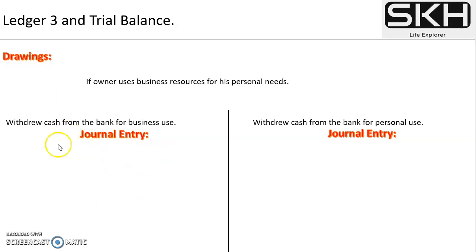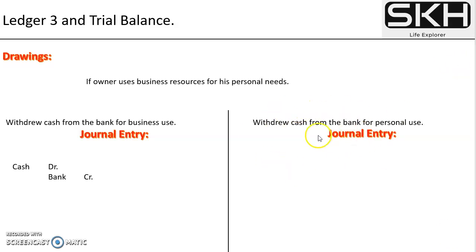So here I have two examples. In the first example, you can see: withdrew cash from the bank for business use. In this transaction, we are taking cash out of the bank for business use. It means the cash is coming into the business. So in this case, the cash account should be debited while the bank account should be credited, because the money we took from the bank for our business use is coming back into the business.